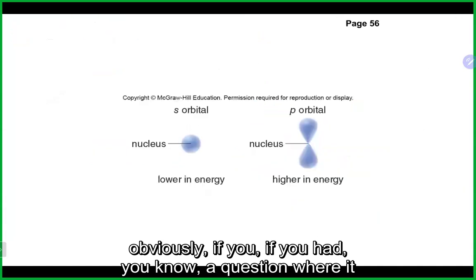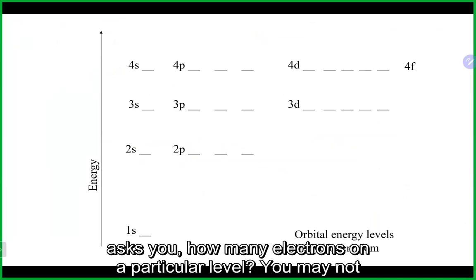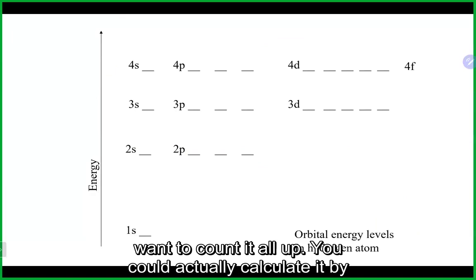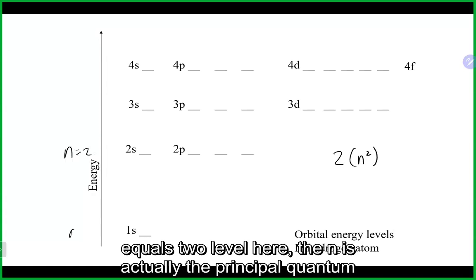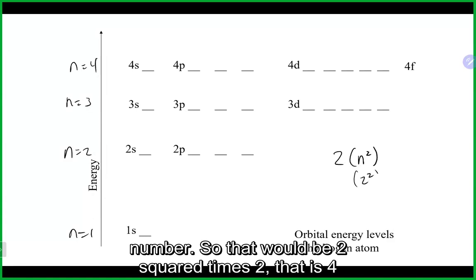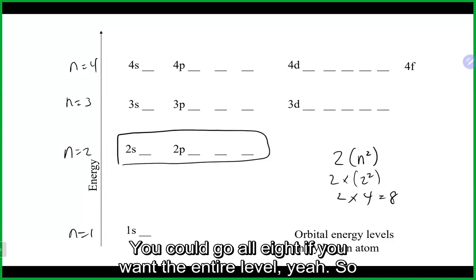By the way, if you had a question that asks how many electrons are on a particular level, you may not want to count it all up. You could calculate it by doing 2 times n squared. For example, for the n equals 2 level, n is the principal quantum number, so that is 2 squared times 2, which is 4 times 2, which is 8. That's what we saw earlier.